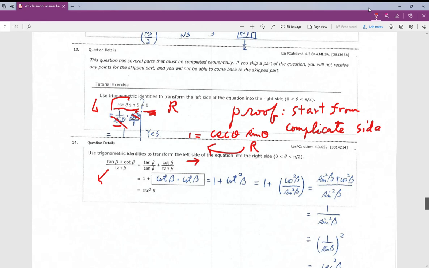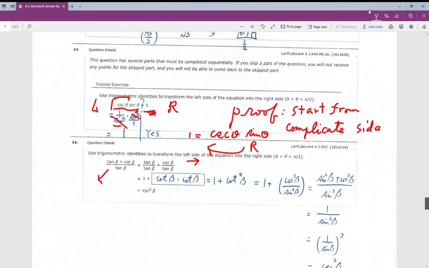Let me see. Use trigonometric identities. Identities, we say, is a formula, because a formula is always something equals to something, right? So we call this formula trigonometric identities to transform the left side of the equation into the right side. So we usually start from the left-hand side to the right-hand side. Most of the time, it's like that.